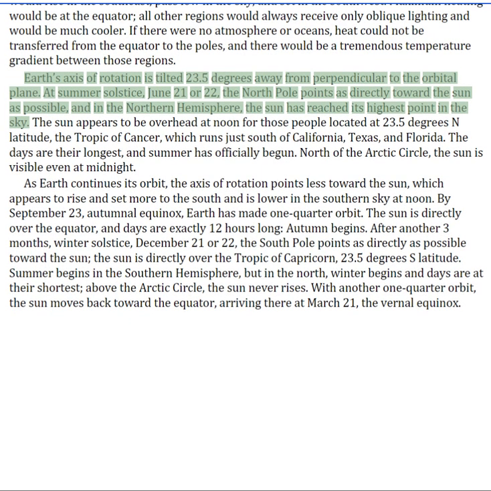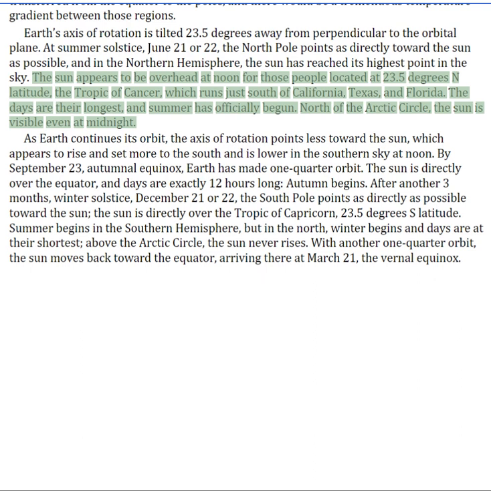Earth's axis of rotation is tilted 23.5 degrees away from perpendicular to the orbital plane. At summer solstice, June 21st or 22, the North Pole points as directly toward the sun as possible, and in the northern hemisphere, the sun has reached its highest point in the sky. The sun appears to be overhead at noon for those people located at 23.5 degrees north latitude, the Tropic of Cancer, which runs just south of California, Texas, and Florida. The days are their longest, and summer has officially begun. North of the Arctic Circle, the sun is visible even at midnight.